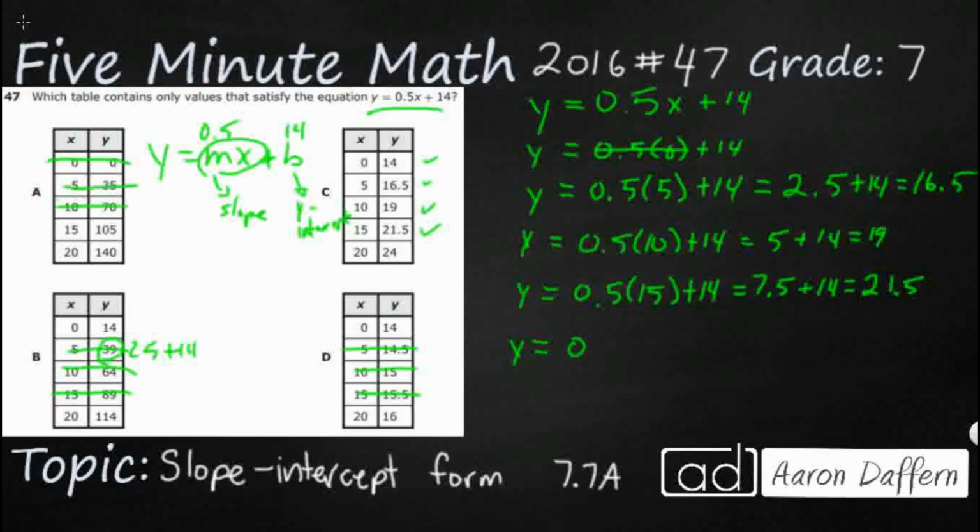So we've got 0.5, our x is 20. And we're going to add the 14. So 5 times 20 is 100. So 0.5 times 20 is 10 because we're just moving that decimal over. Plus that 14. And there we go. Gets us our 24, which is what we needed here for C. And so that is our answer.